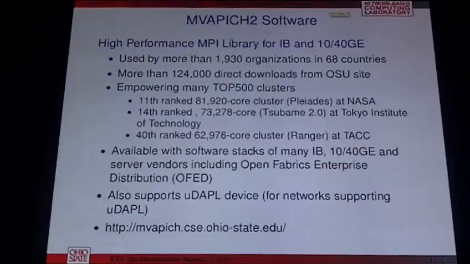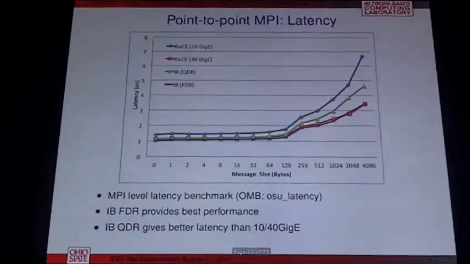Now, let's take a look at the MPI evaluation. To do our MPI evaluation, we use MVAPICH2. MVAPICH2 is a very popular high-performance MPI library that is used by many clusters. Some of the clusters are listed here: Pleiad, Tsubame, and Ranger. Using MVAPICH2 and the OSU benchmark, we evaluate the point-to-point MPI latency.